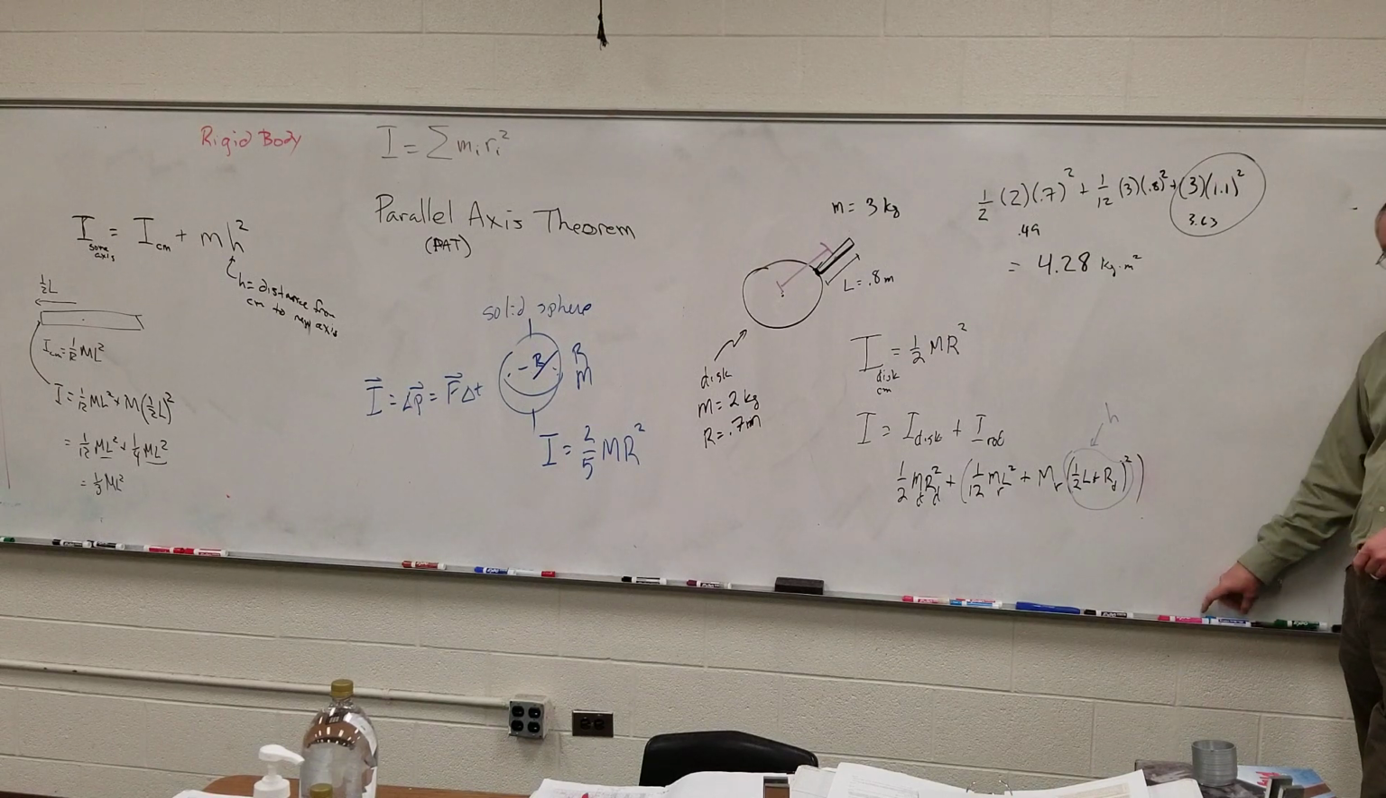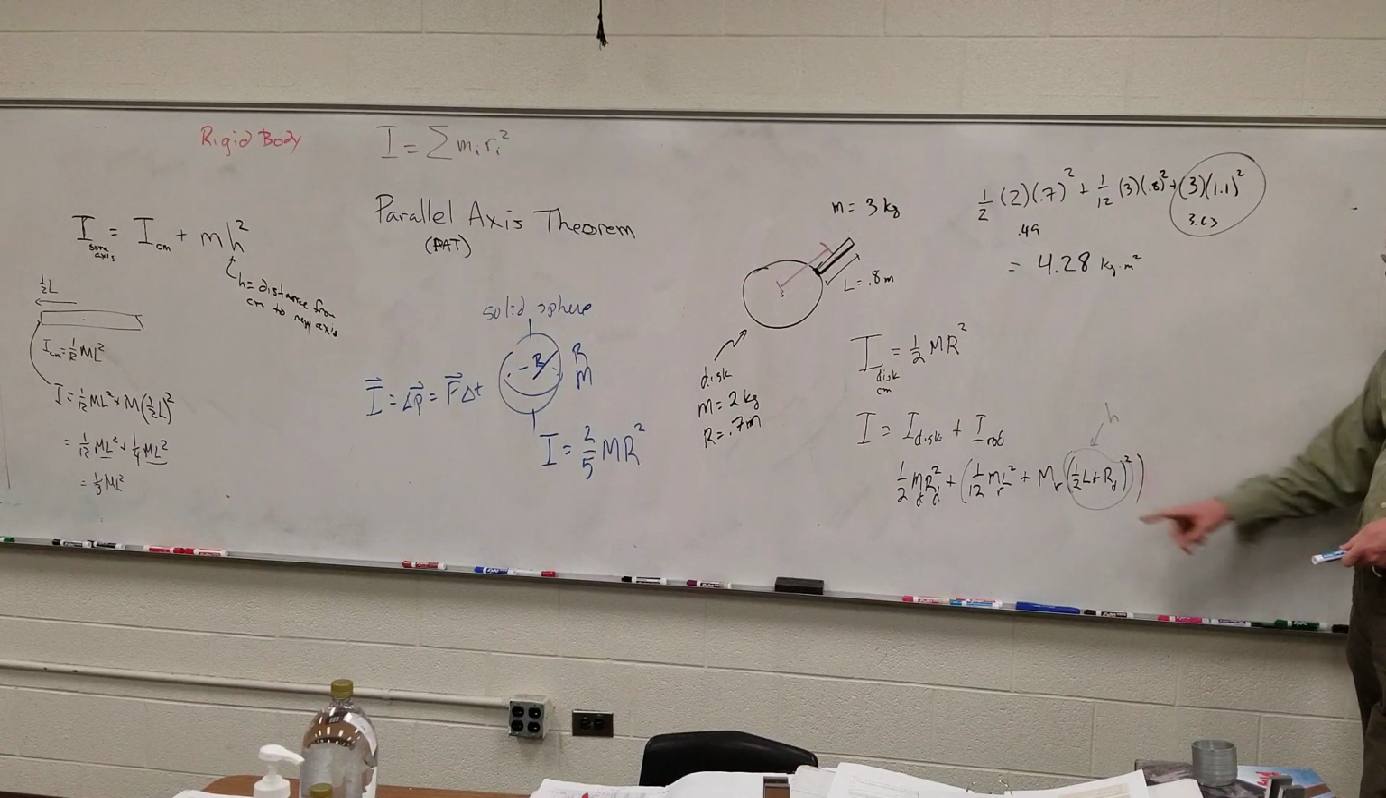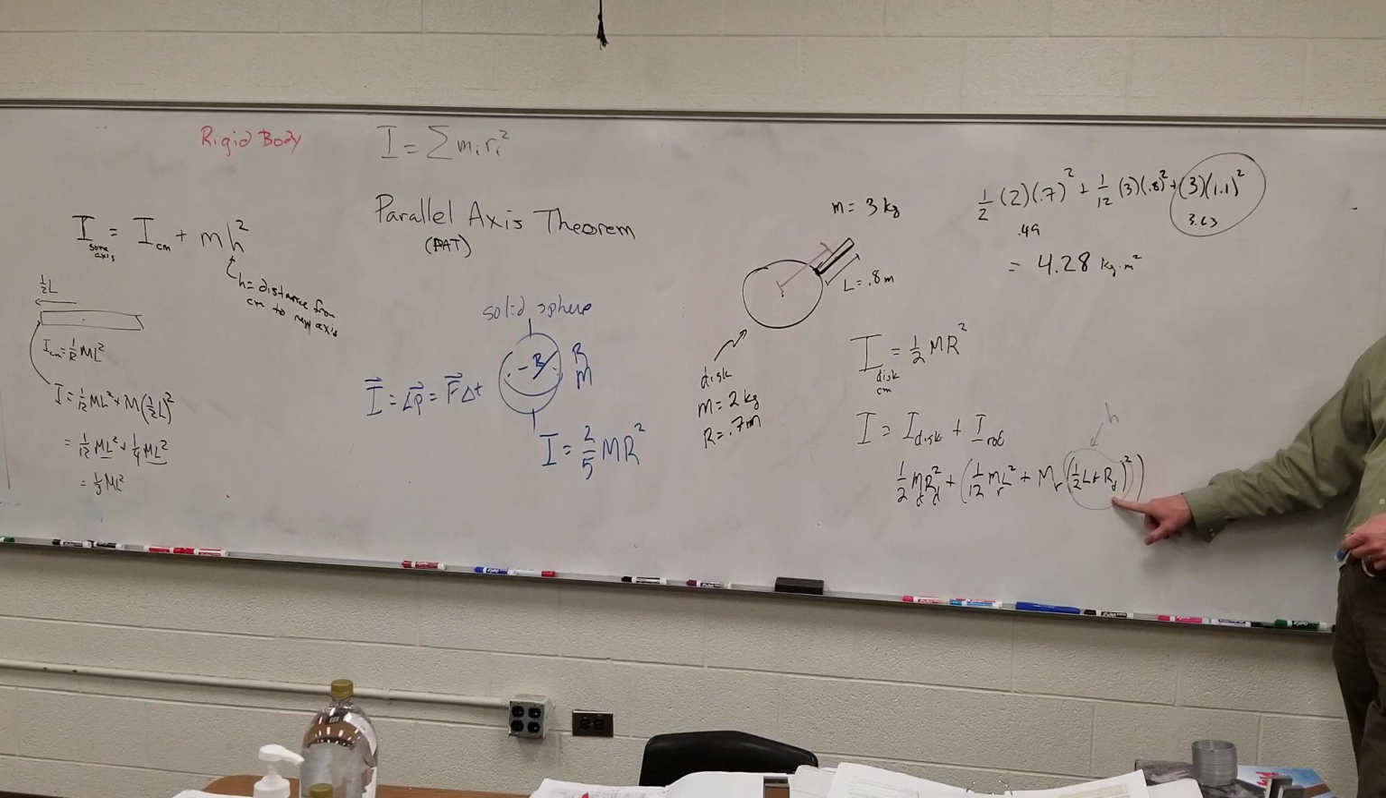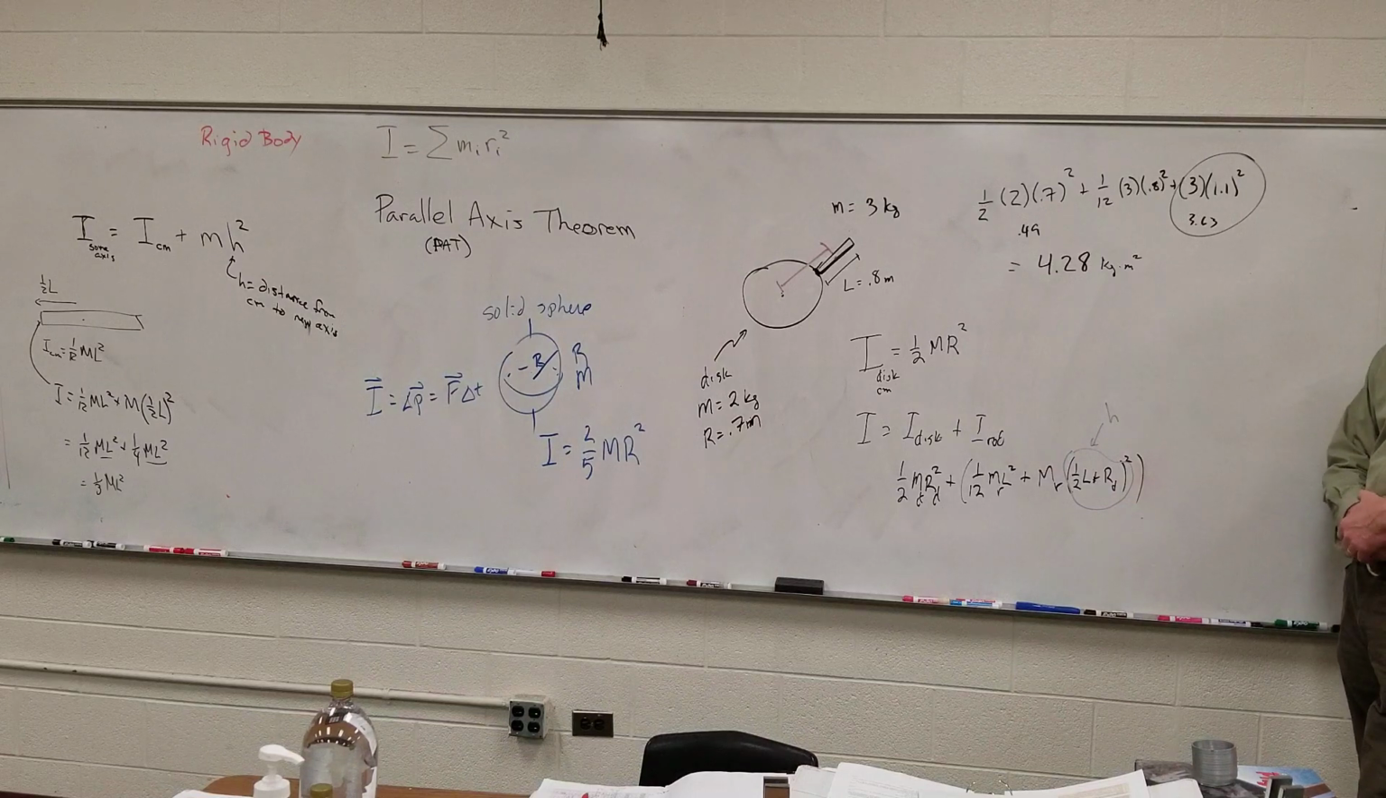Because it's half the length of that rod plus the R of the disc. So 0.7 plus half of 0.8. Oh, it's also 1.1, okay, and then we square it. Yeah, okay. Got it.